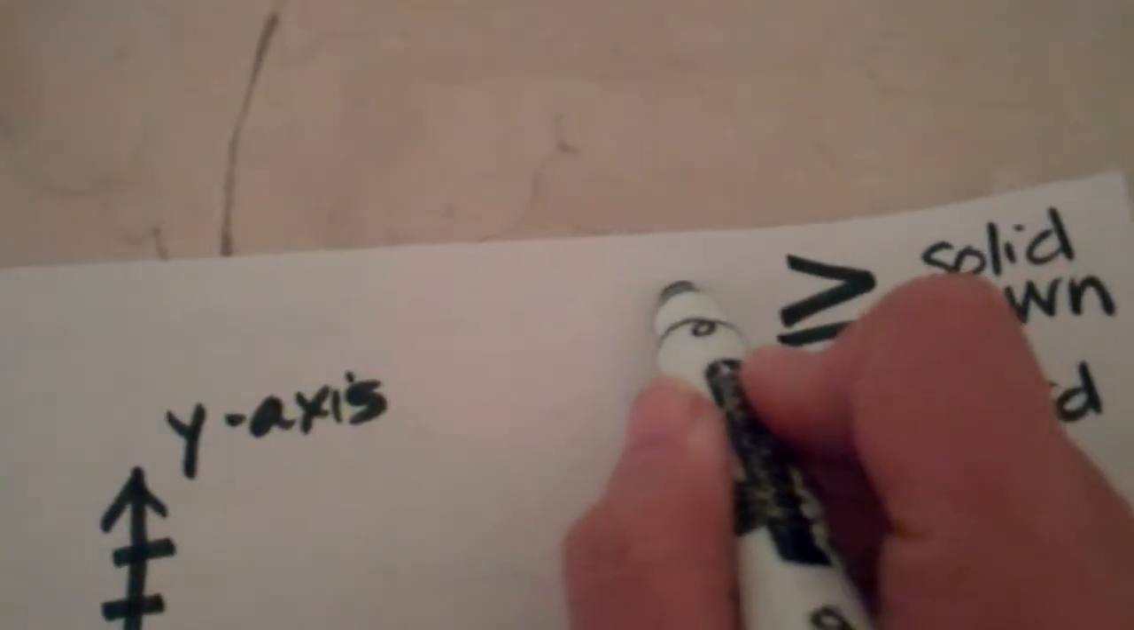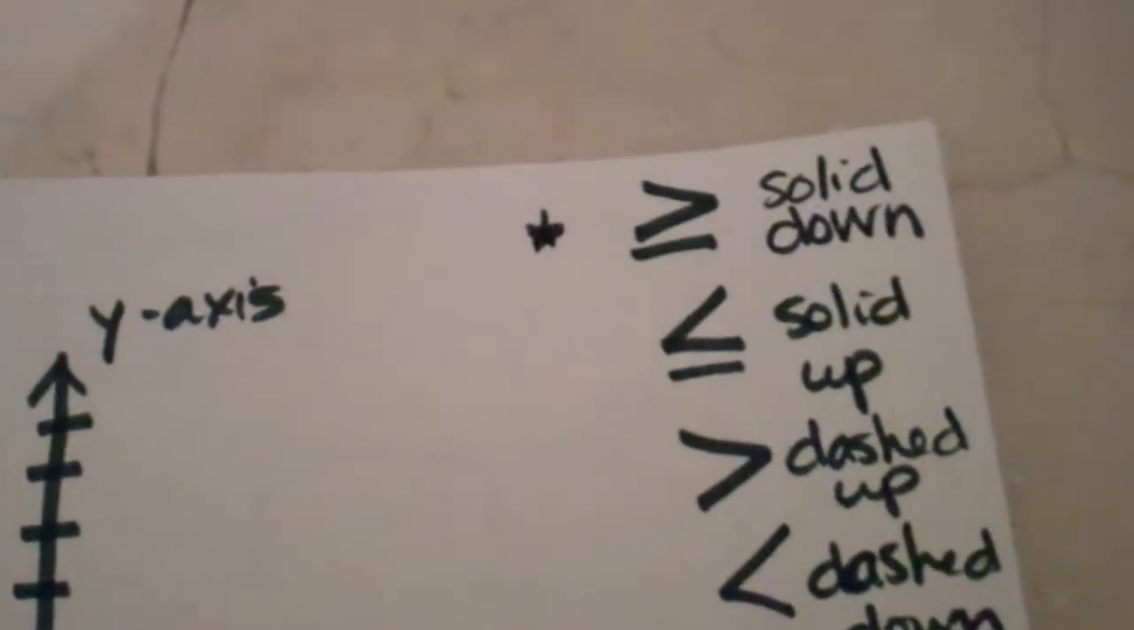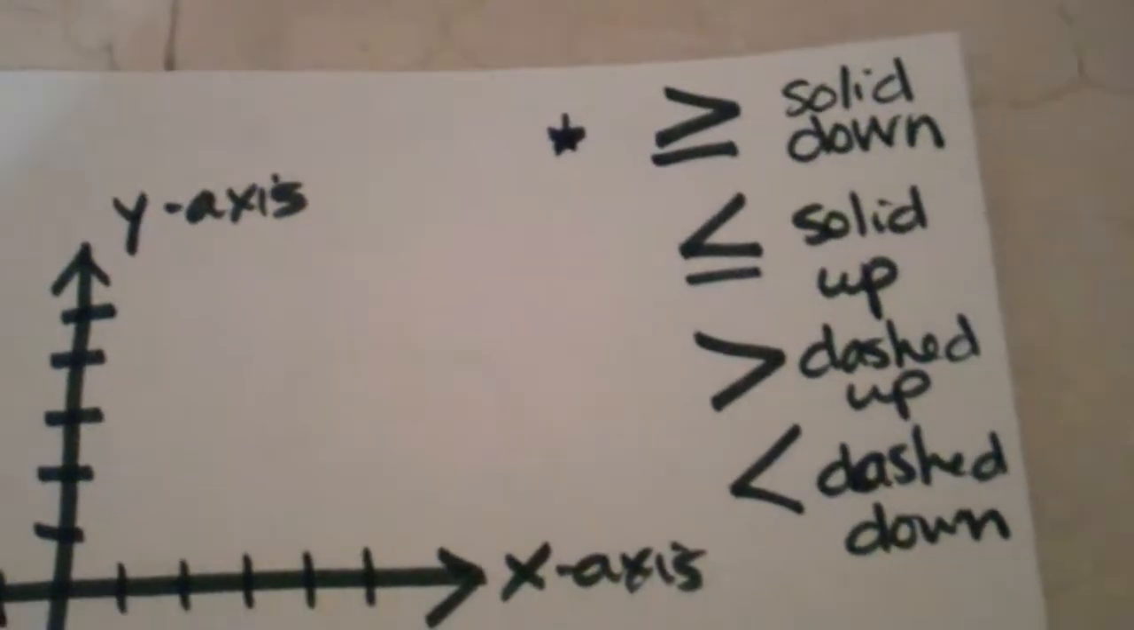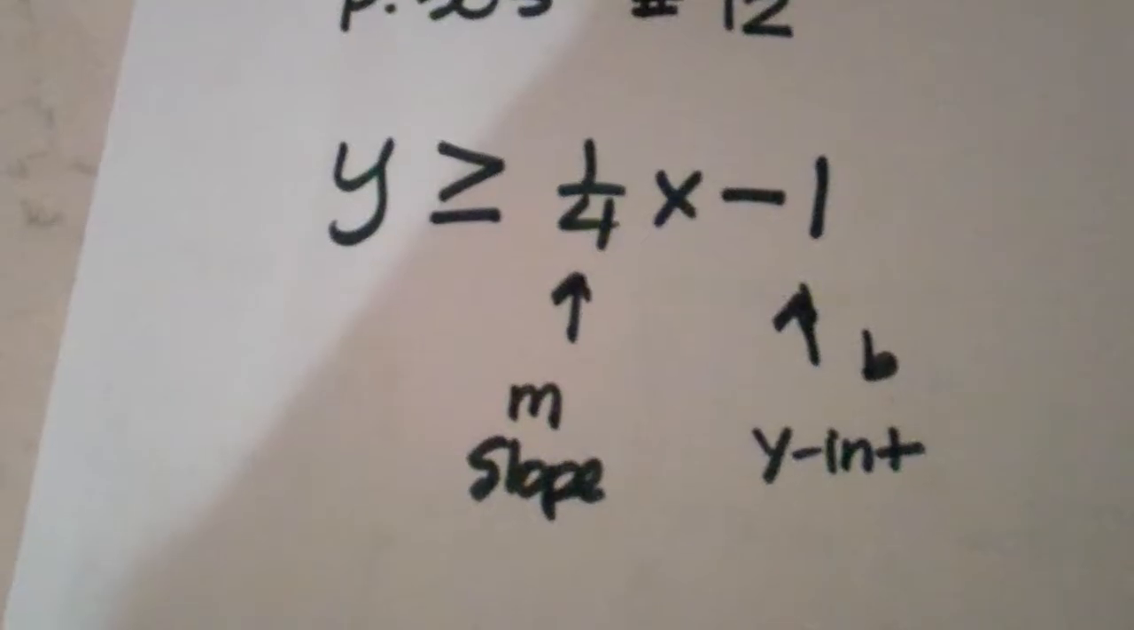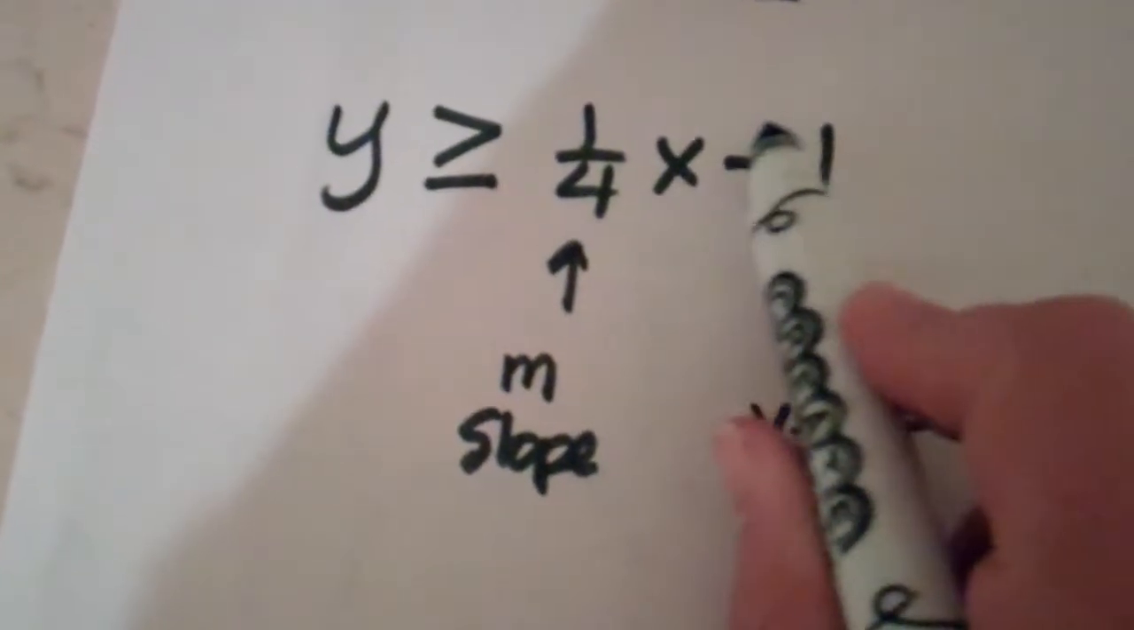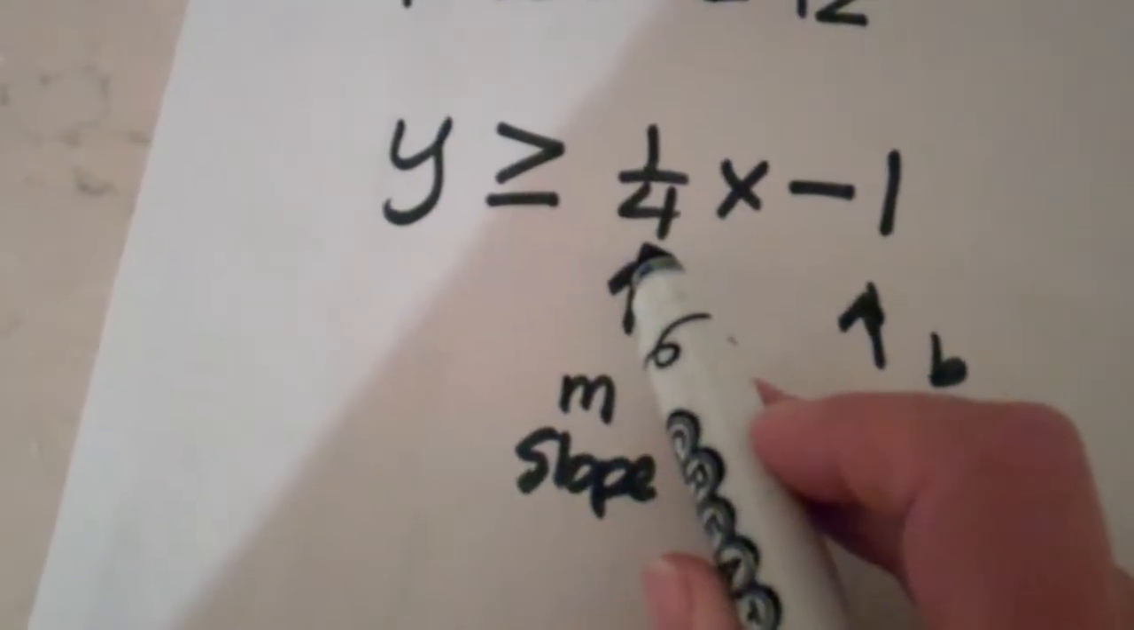So as you can see, I have a greater than or equal to. So I'm going to be doing this. It's going to be a solid line and I'm going to be shading below that line. Okay, so with my slope and y-intercept, my y-intercept or my B is -1 and my slope is 1/4.